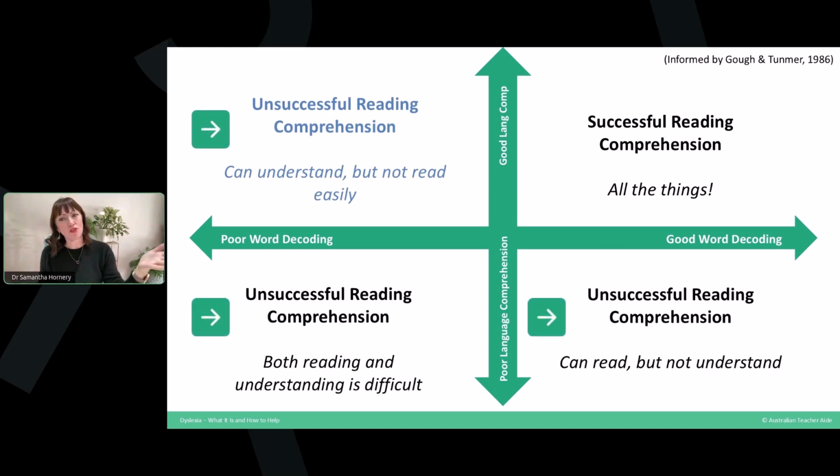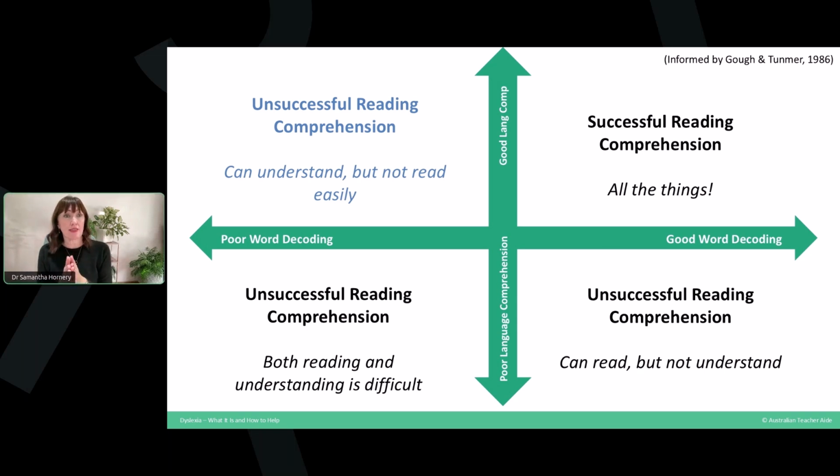The other three quadrants here all say unsuccessful reading comprehension. They all are children who will struggle to some degree with reading, but for very different reasons. The group sitting in our bottom right-hand corner are kids who've got good word reading. They can read the chapter book, but they have poor language comprehension. They can't tell you who the characters were. They can't identify their favourite part. They can read the words, but don't understand them.